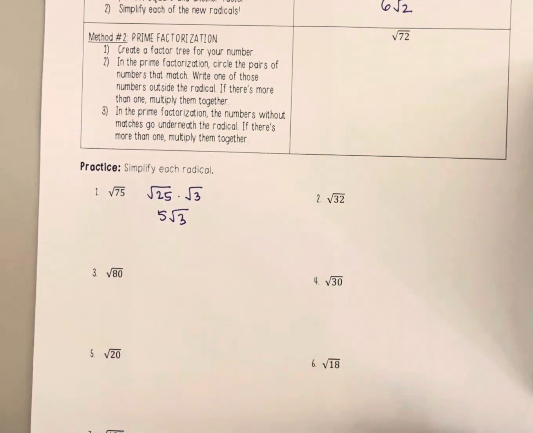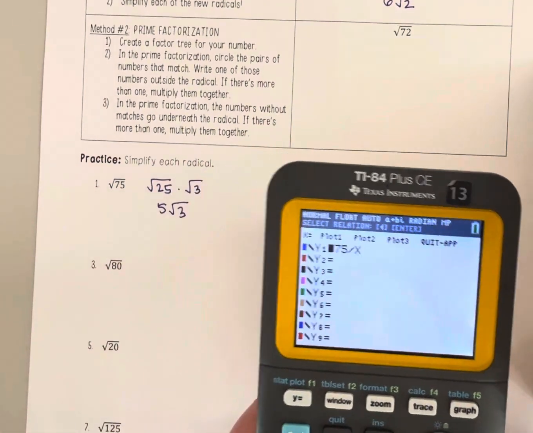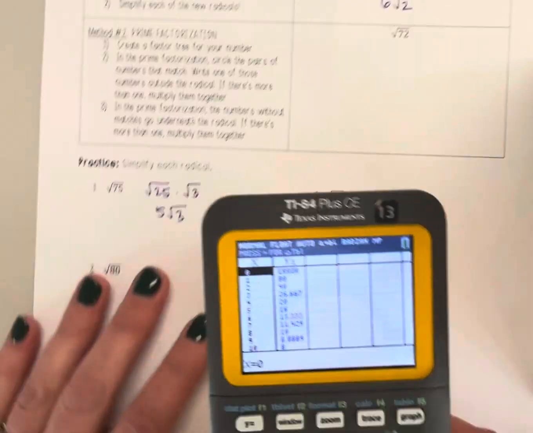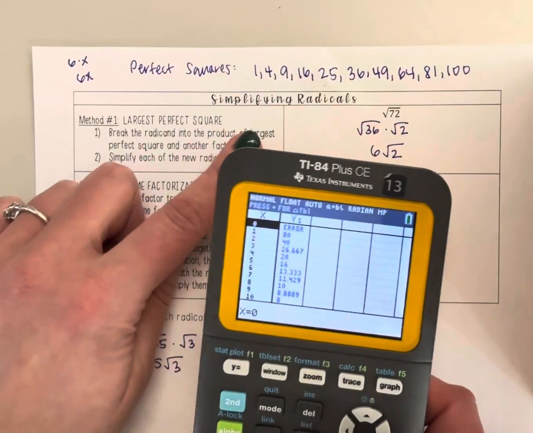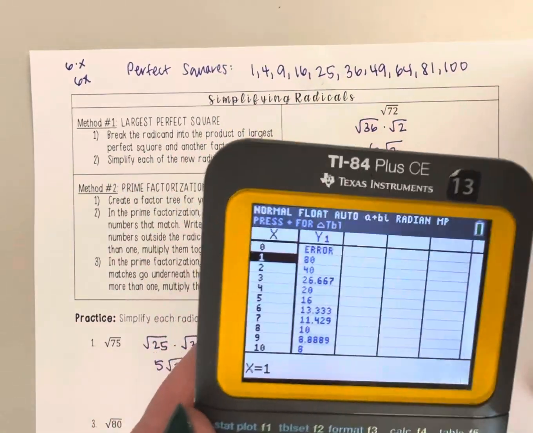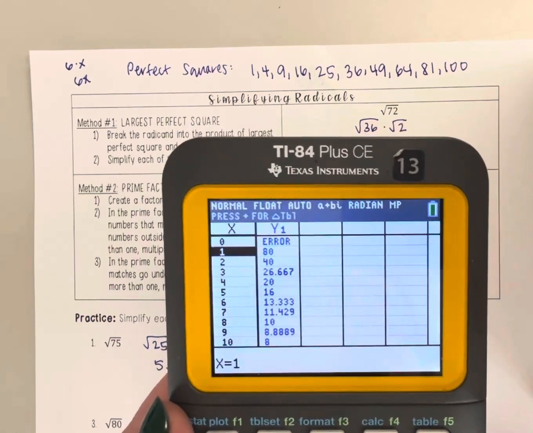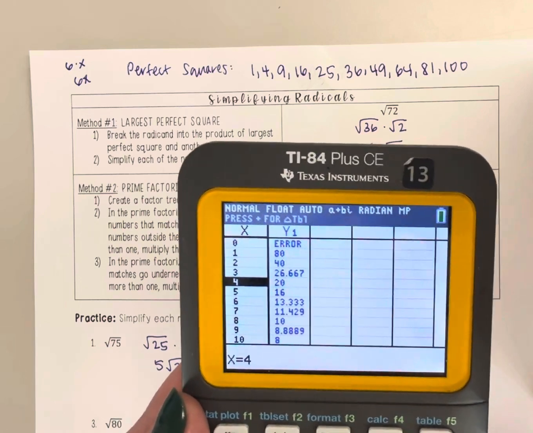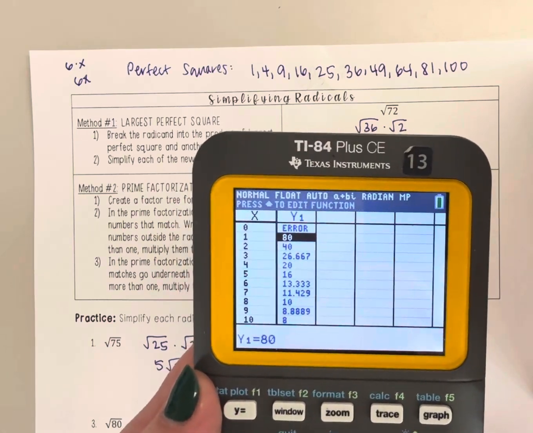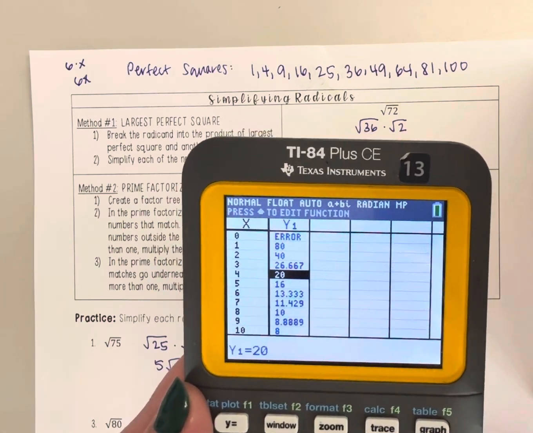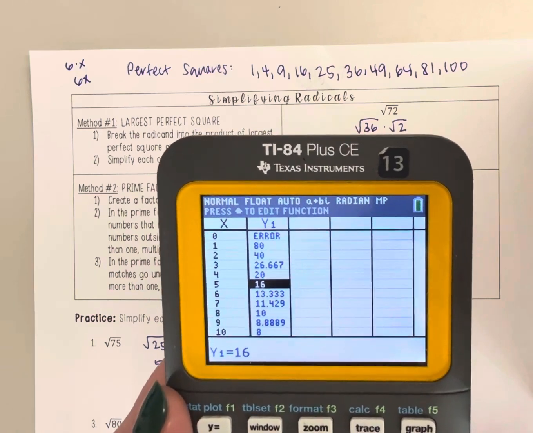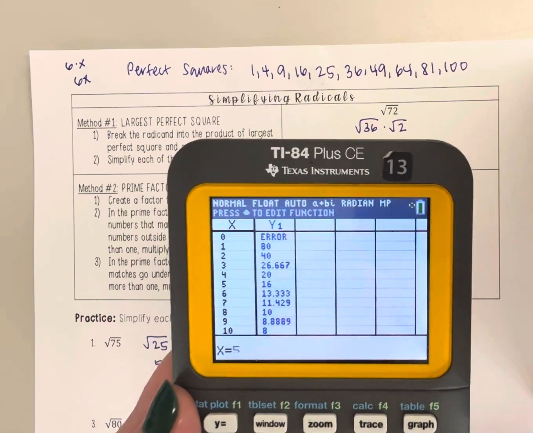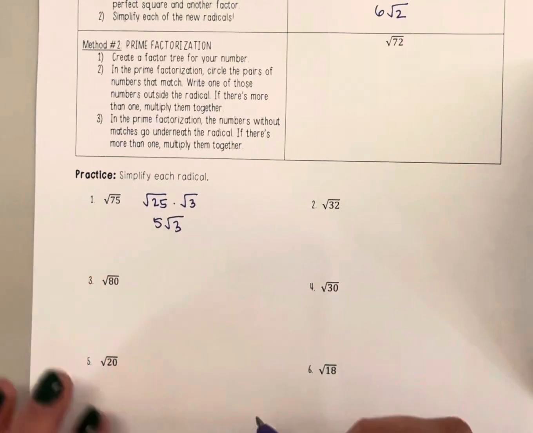All right, let's try another one. Let's go to 80. So y equals 80 divided by x. You're going to scroll through and see if you can find a perfect square on this. I've got 1 is a perfect square, 4 is a perfect square, but are these the biggest numbers? So let's look at some of these big numbers over here. 80 isn't a perfect square, 40 is not a perfect square, 20 is not a perfect square, 16 is a perfect square. So 16 and 5, this is the combo we're going to use. That's the largest perfect square.